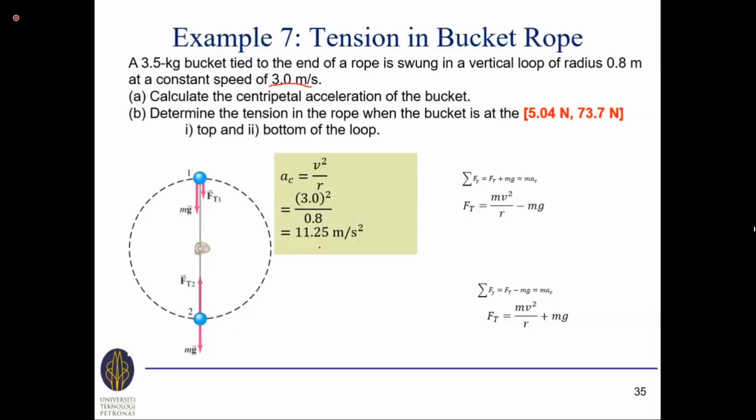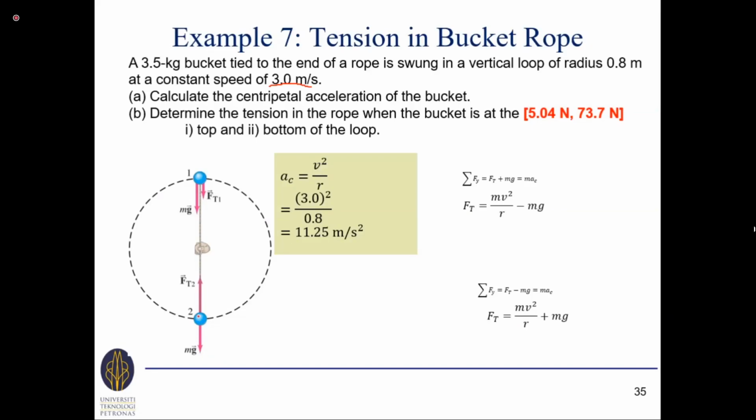Next, determine the tension in the rope when the bucket is at the bottom and top of the loop. Again, your first step is always to identify the direction of the forces acting on the bucket. At the top part, you have the tension going down, and the weight is also going down, and no other forces there. You don't have normal force because it is not in touch with any surface, which also means you don't have any friction. So you only have tension and the weight.